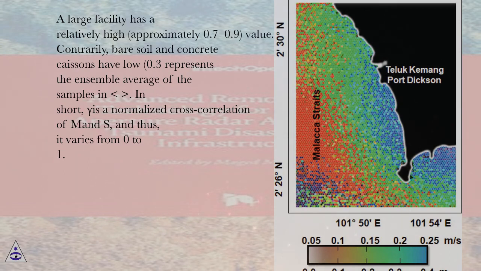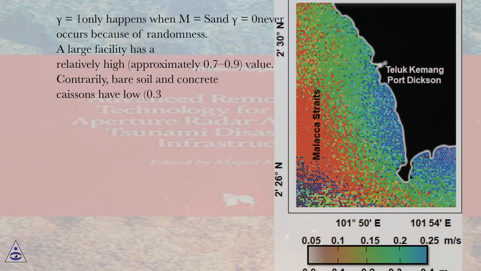Gamma is a normalized cross-correlation of M and S, and thus, it varies from 0 to 1. Gamma equals 1 only happens when M equals S. Gamma equals 0 never occurs because of randomness. A large facility has a relatively high value, approximately 0.7 to 0.9. Contrarily, bare soil and concrete caisson have low values, 0.3.